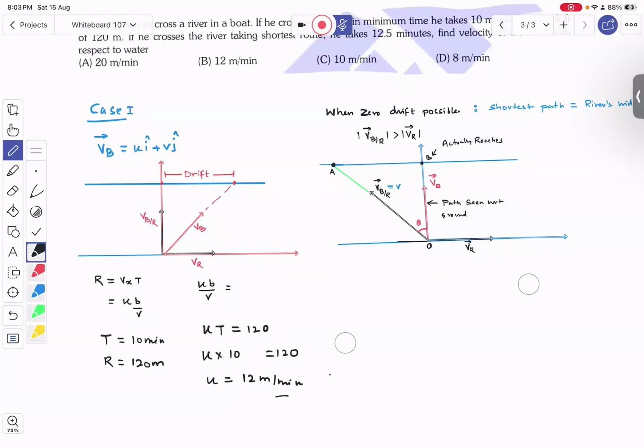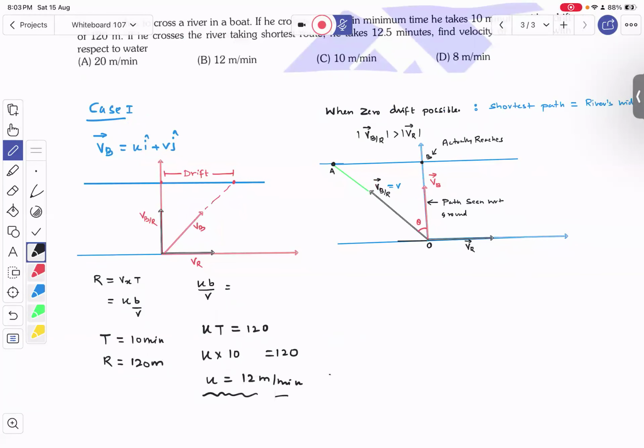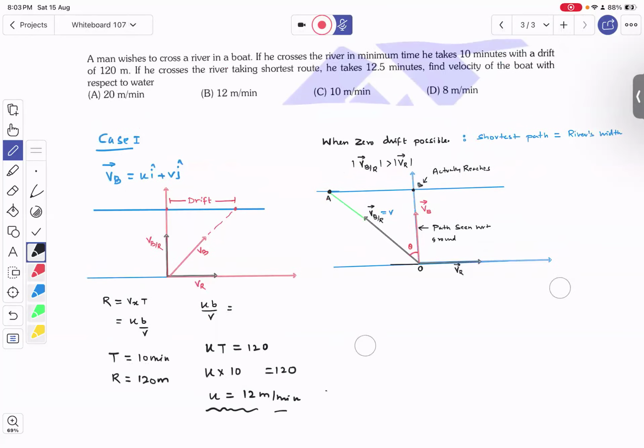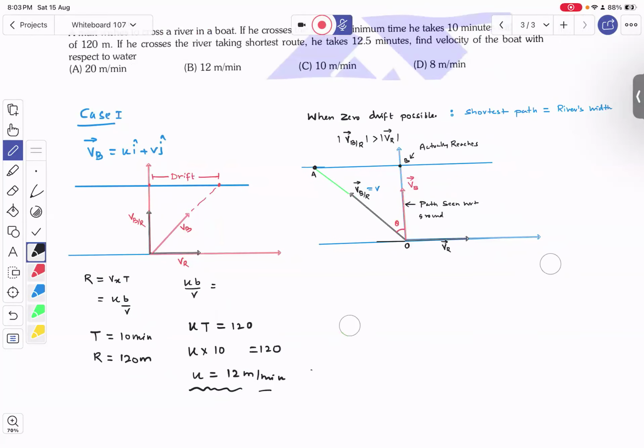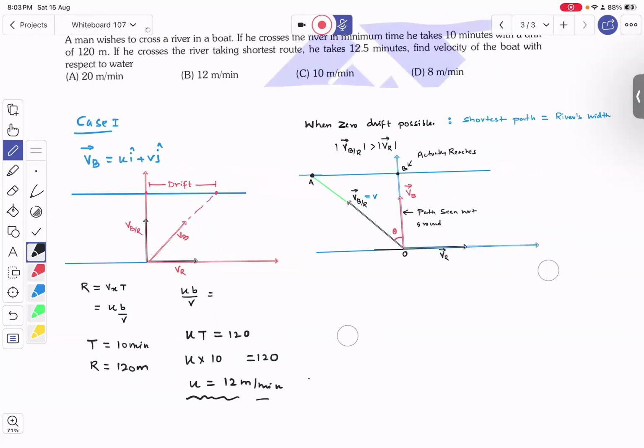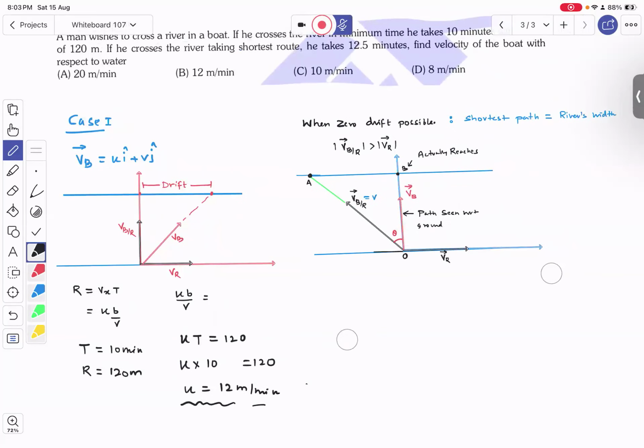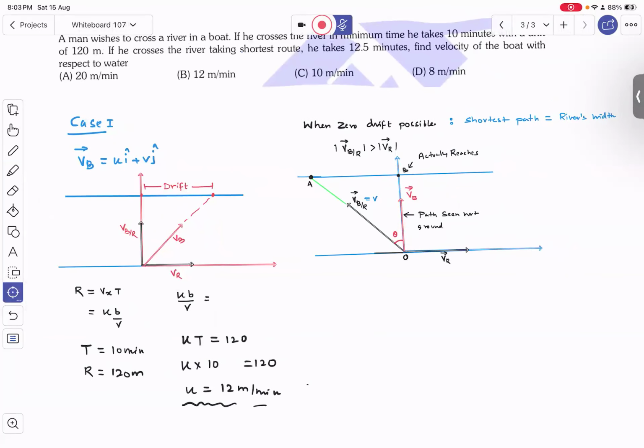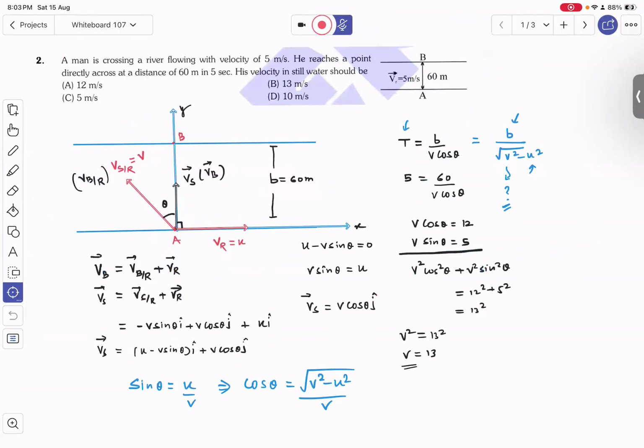So that is the velocity of the river with respect to the ground frame, but they're asking us to find the velocity of the boat with respect to the water. That's why we have another case. Now he is going to take the shortest path to cross the river, and in that case, the time he takes is 12.5 minutes. So you see, we derived that time to cross the river. In the case when we are crossing the river with zero drift, we can use this result directly also.